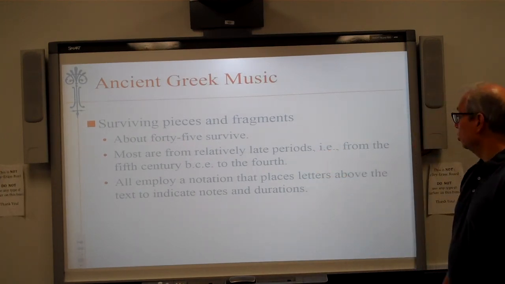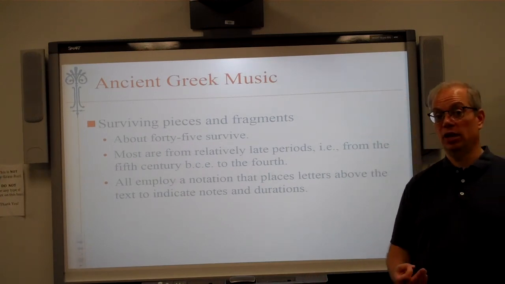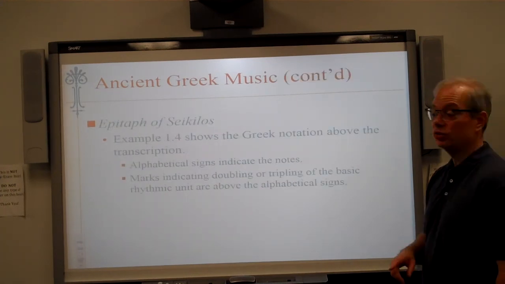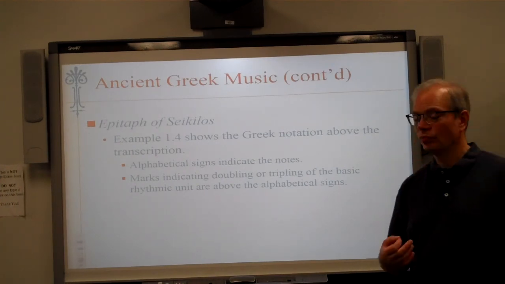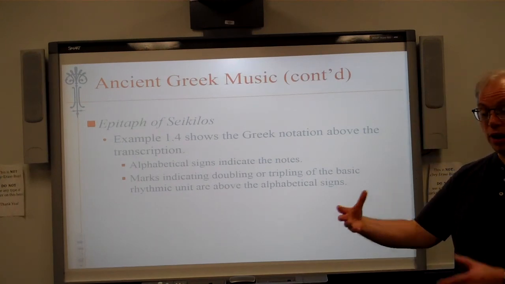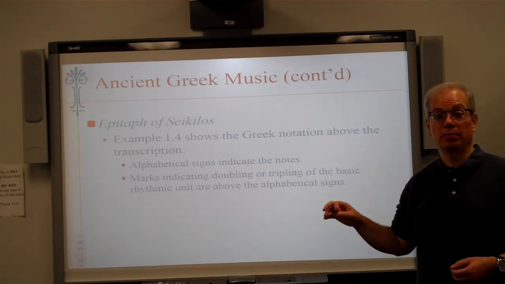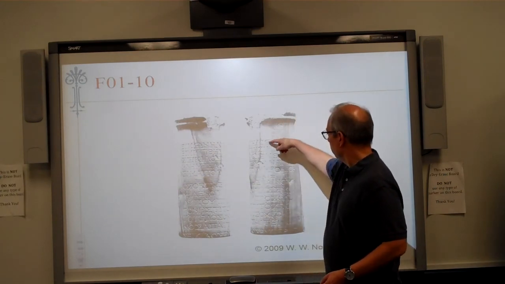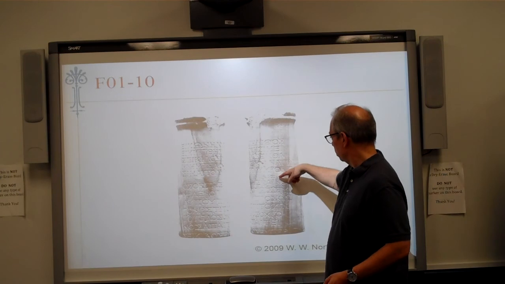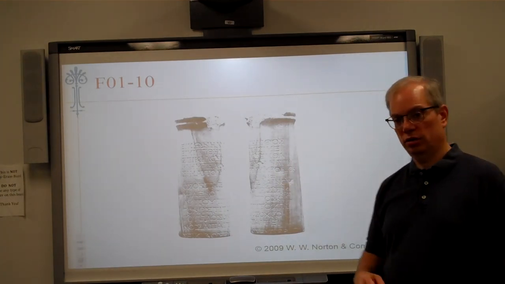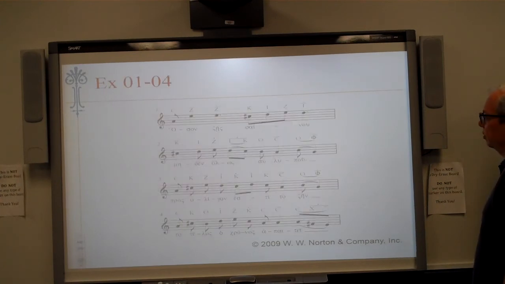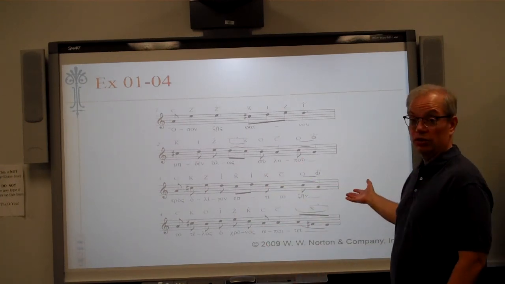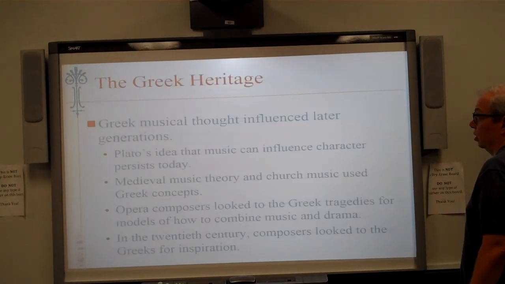All of these examples use a notation that puts letters above the text. These notations above the text indicate notes and durations. Now, what we're going to listen to in class is called the Epitaph of Seikilos. This is actually a gravestone. It's a grave marker that has a poem inscribed on it, and above the poem, there are symbols. These symbols represent pitch and duration. This is what it looks like. This is what a modern transcription of it will look like. We're going to listen to this in class, and we will talk about the translation in class.